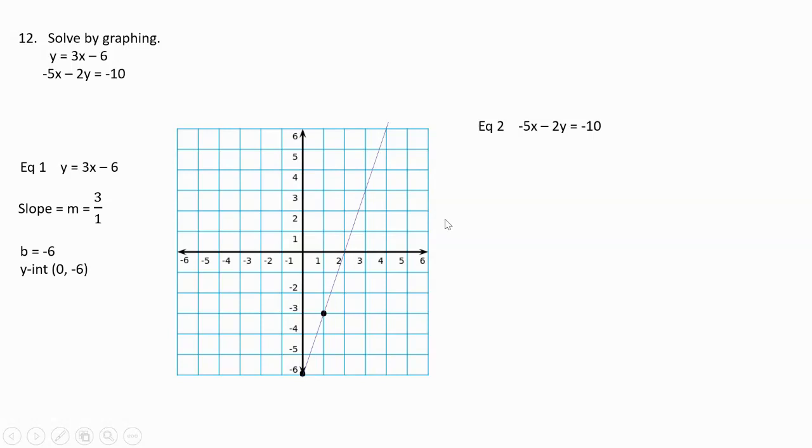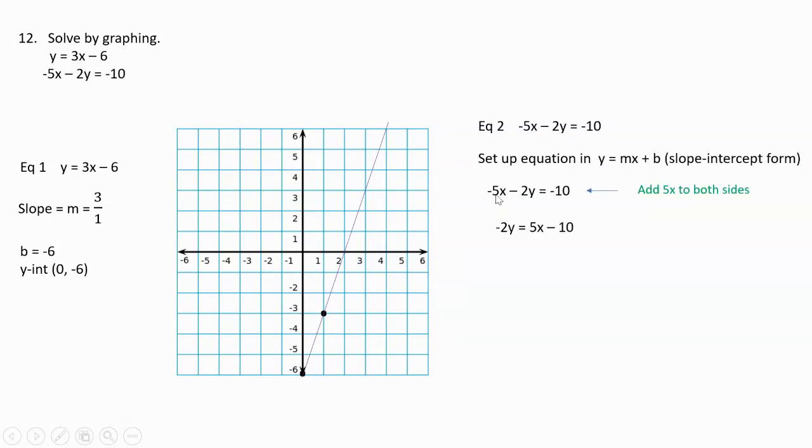Now for equation number 2, we're going to put it in the proper form, which is slope-intercept form. This way we can find my M, my slope, and my B, and graph it the same way. To start off, I need to isolate the y by itself. So we add 5x to both sides, and we get negative 2y equals 5x minus 10. We divide both sides by negative 2, so we get y equals negative 5/2 x plus 5.